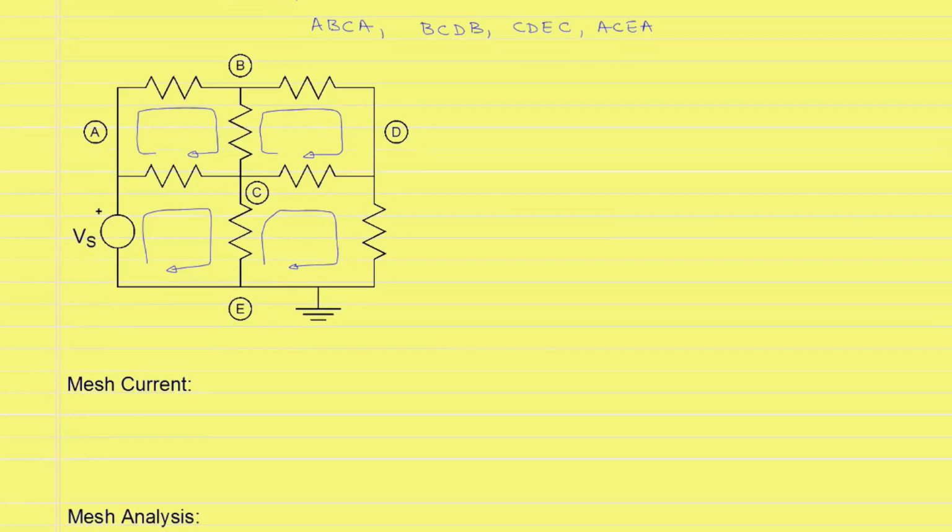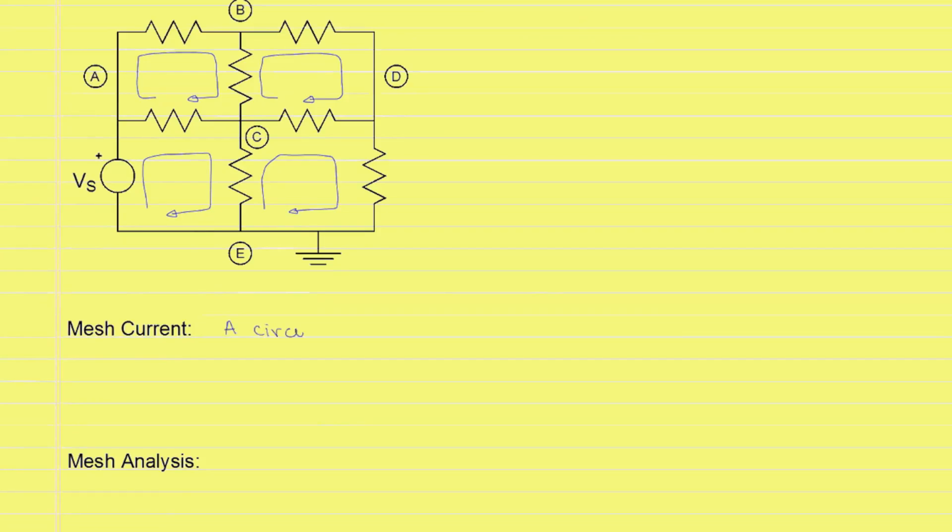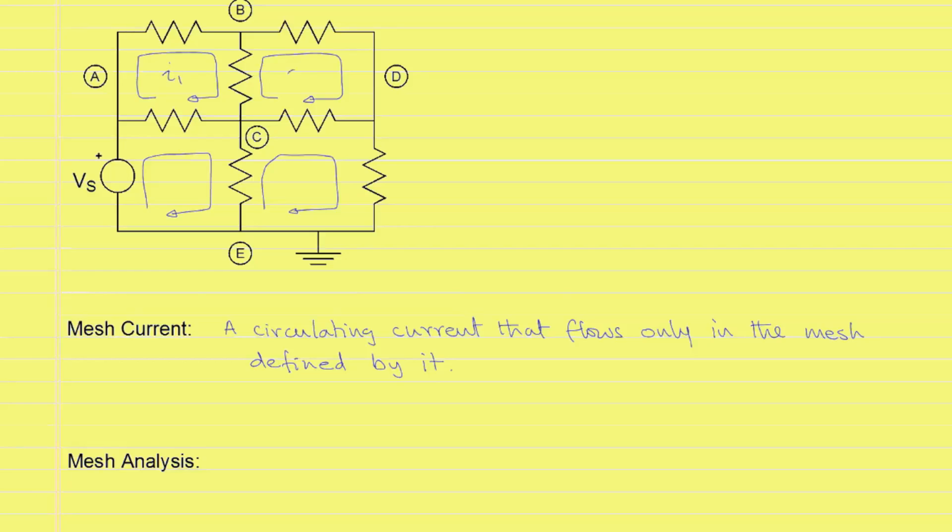We define a mesh current next. A mesh current is a circulating current that flows only in the mesh defined by it. The direction of the mesh currents is arbitrary. However, we will take all the currents to be flowing in the clockwise direction. For example, in the circuit shown above, all the currents I1, I2, I3 and I4 are flowing in the clockwise direction, and they are called the mesh currents for the meshes defined by them.